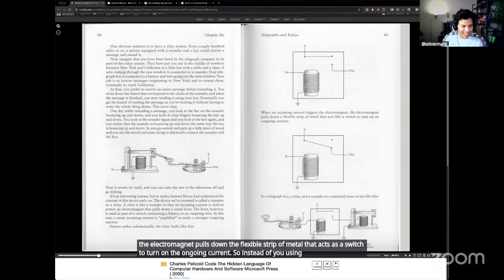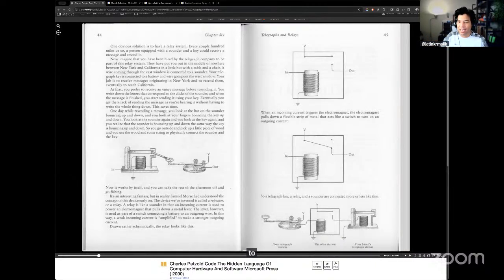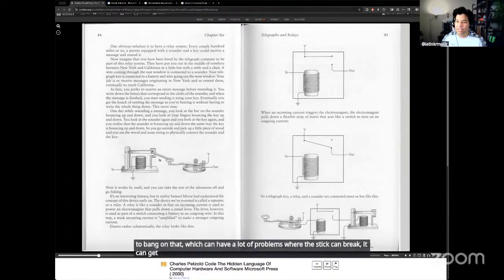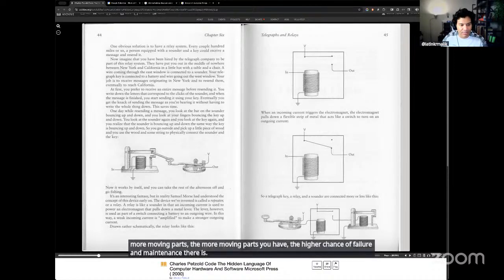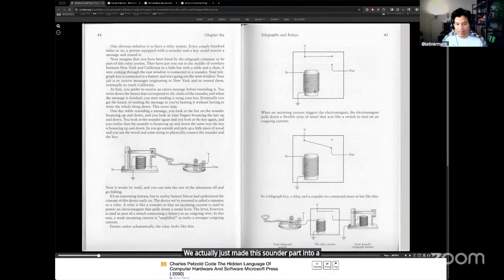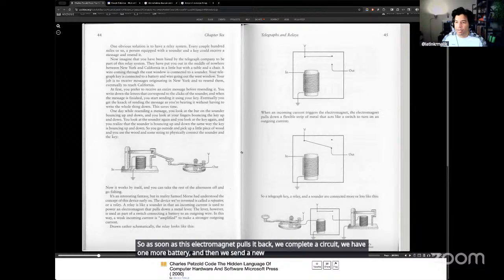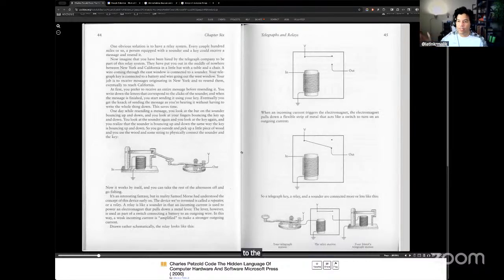So instead of you using this to bang on that, which can have a lot of problems where the stick can break, it can get misaligned, and it's more moving parts. The more moving parts you have, the higher the chance of failure and maintenance. We actually just made this sounder part into a switch. So as soon as this electromagnet pulls it back, we complete a circuit, we have one more battery, and then we send a new signal fresh to the forward one. So this is how it amplifies or replays the signal again.